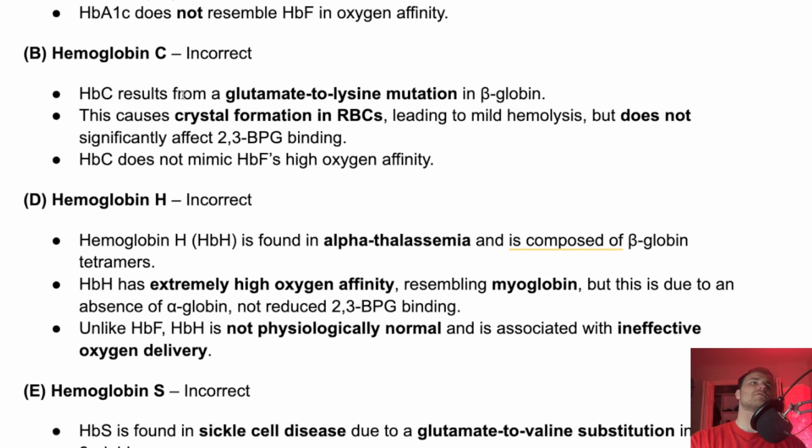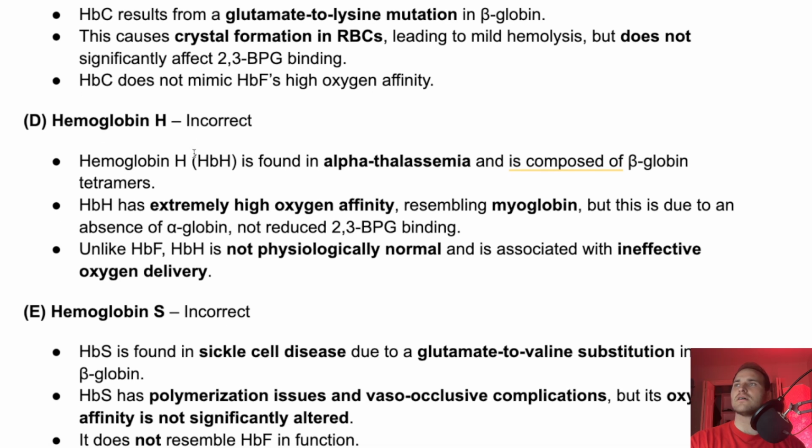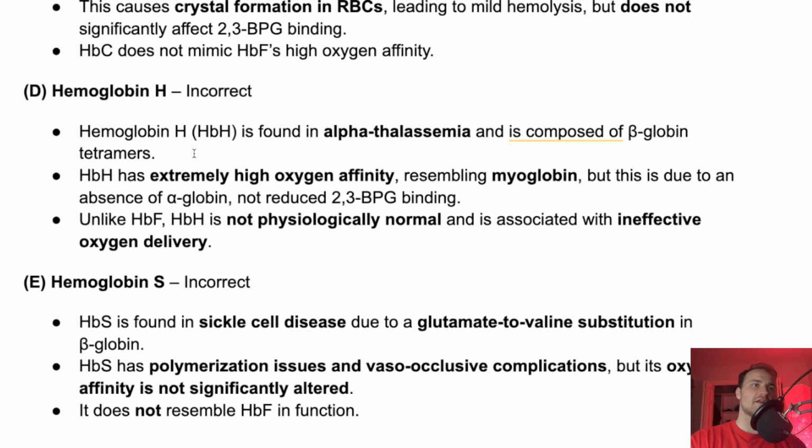Hemoglobin C, option B here. That is a mutation which replaces glutamate with lysine, and it causes crystal formation in red blood cells and mild hemolysis. It doesn't affect oxygen affinity. Hemoglobin H, okay, so H here. That's found in alpha thalassemia. So excess beta globin forms tetramers, and that has an extremely high oxygen affinity, even higher than HbF, and it doesn't bind the same way as HbF.